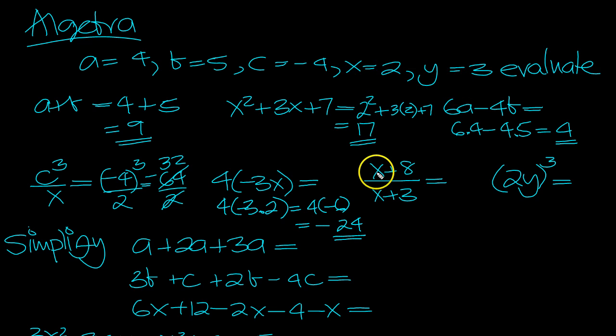Okay, x is 2 here, so put 2 in. We get 10, 2 plus 8 is 10 on top, and 2 plus 3 underneath is 5. 10 over 5 is 2. You could cancel by 5 top and bottom if you wanted.